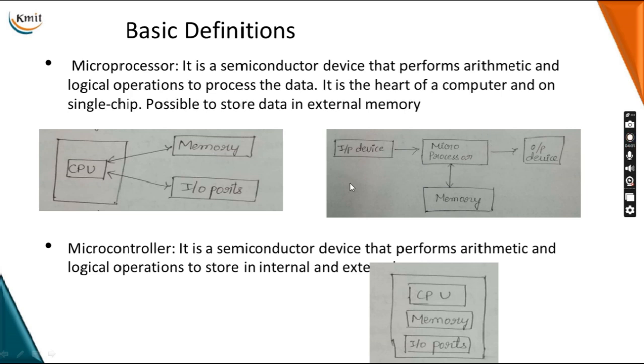So overall, how does this microprocessor function? Input devices are connected, output devices are connected, memory is connected. Whatever the input device gives, the microprocessor fetches the instructions from the memory, decodes the instructions and executes the instructions, and depending upon the output device, it produces the output. This is how the microprocessor works.